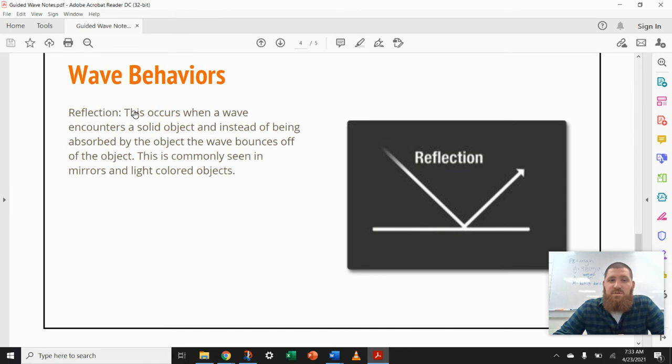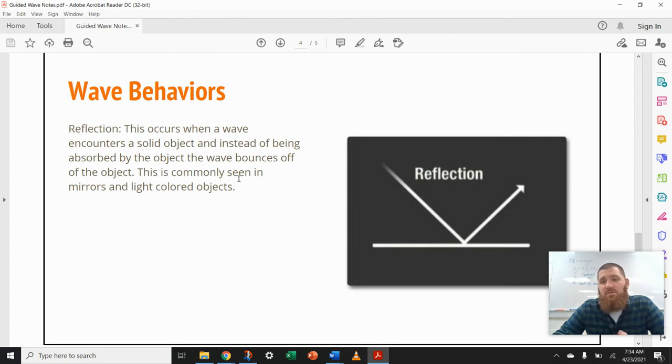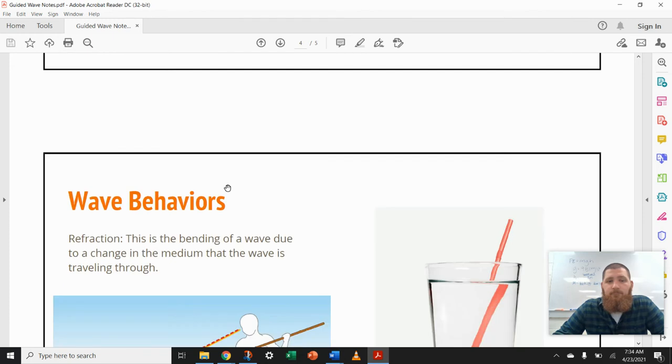Then we have reflection. This occurs when a wave encounters a solid object and instead of being absorbed by the object, the wave bounces off of it. This is commonly seen with mirrors or lighter colors like white with sunlight. Instead of absorbing that energy, it will reflect that energy.